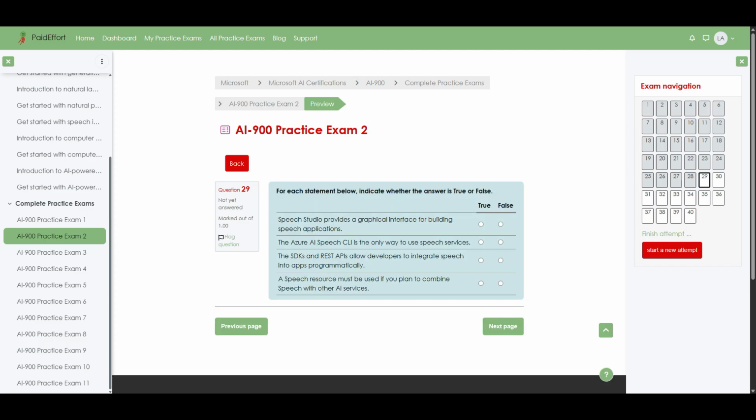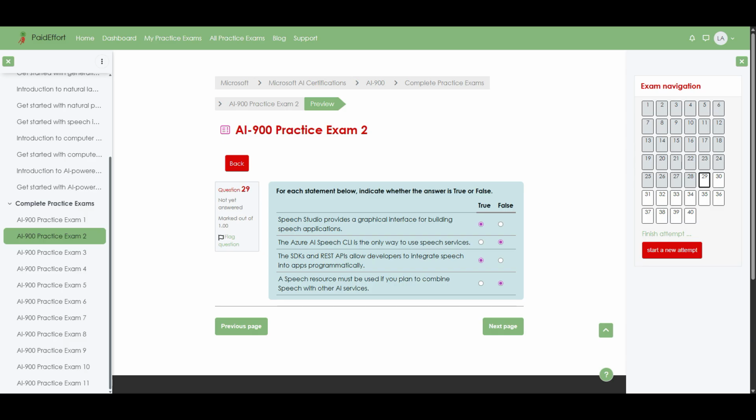For each statement below, indicate whether the answer is true or false. Speech Studio provides a graphical interface for building speech applications. True. The Azure AI Speech CLI is the only way to use speech services. False. The SDKs and REST APIs allow developers to integrate speech into apps programmatically. True. A speech resource must be used if you plan to combine speech with other AI services. False. Let's go through the explanation now.